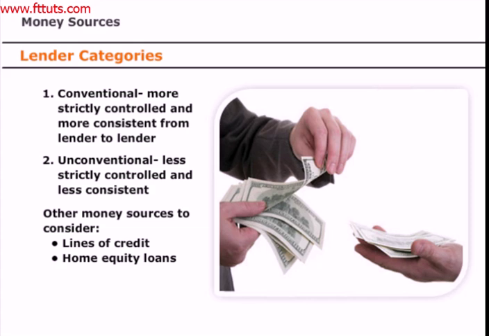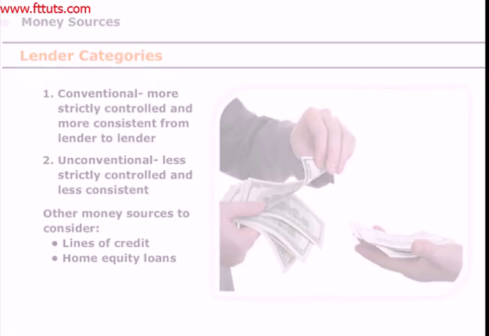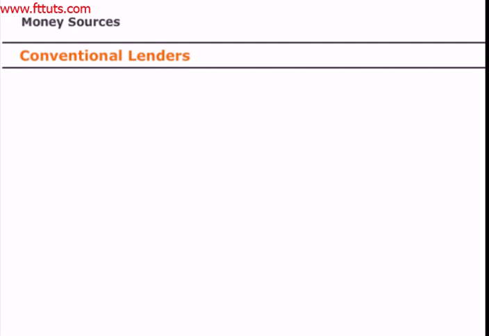So Jan, would you get us started with a closer look at each of the conventional lenders and some of the loans they can provide? Will do, Bob. Conventional lenders include banks, credit unions, finance companies, mortgage bankers, and mortgage brokers.